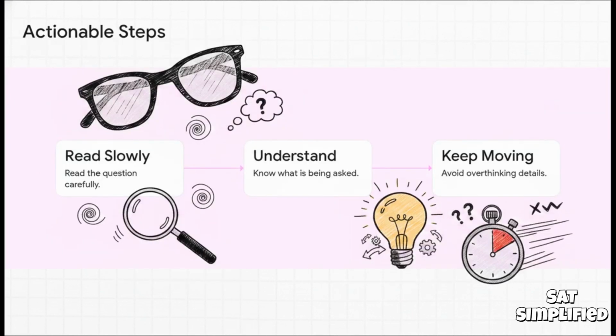So how on earth do you handle all these different types without just totally burning out? Well, here are 3 actionable steps straight from the author. Step 1, read the question slowly. Actually read it. Step 2, understand exactly what is being asked before you even glance at the answer choices. Like, if it asks for the purpose of a sentence, do not pick an answer that just summarizes what the sentence says. And Step 3, keep moving. Please avoid the trap of endlessly rereading confusing little details that probably aren't even relevant to the question. You have to save your mental energy.